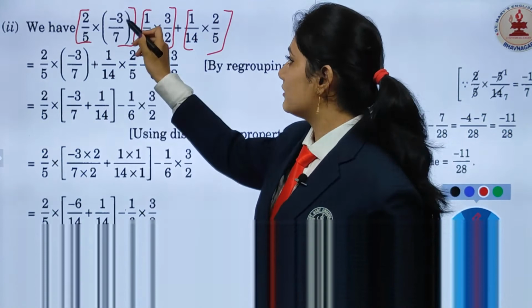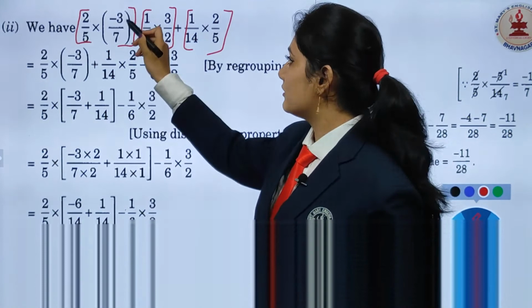So these two terms I will keep together, and the number which is left, which does not have any common thing, I will keep at a side. Now see, 2 by 5 and 2 by 5 is common, so I will take it outside the bracket. When I am taking 2 by 5 outside, then inside the bracket in the first term what will be left here? Minus 3 by 7. So that I will write. Here see, 2 by 5 is outside the bracket, so what will be left here? 1 upon 14. Then outside the bracket what is it? 1 upon 6 into 3 upon 2.